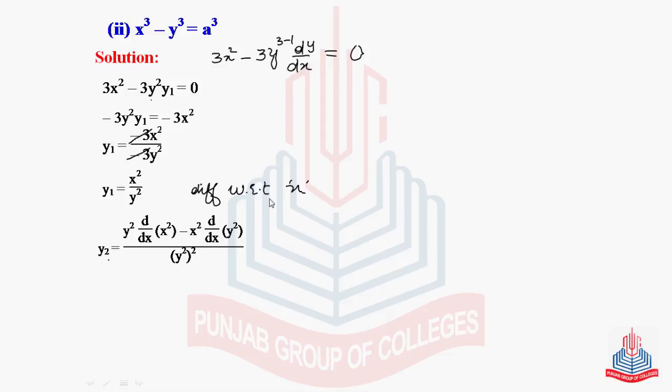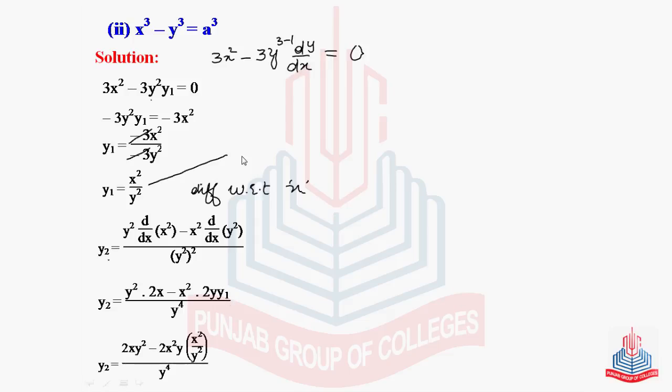So by using the quotient theorem, that will become y square d by dx of x square minus x square as it is, and then the derivative will apply on y square. So just using our formula of the power theorem, that is 2x, and the derivative of y square will be 2y, and then the derivative of y, which is actually y1.